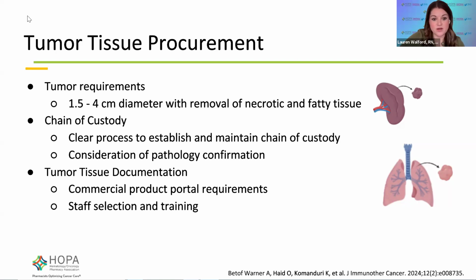So we know that TIL products have been successfully manufactured using a variety of different sites. The current standards are that the operating surgeon resects an approximately 1.5 to 4 centimeter diameter tumor, taking care to remove any fatty or necrotic tissue. After the tumor has been removed, it's important to keep adequate chain of custody of the sample as it's placed into the sterile media before being packed and shipped. This chain of custody is reflected using that online portal because it requires 2 staff members to sign off at each step in real time.